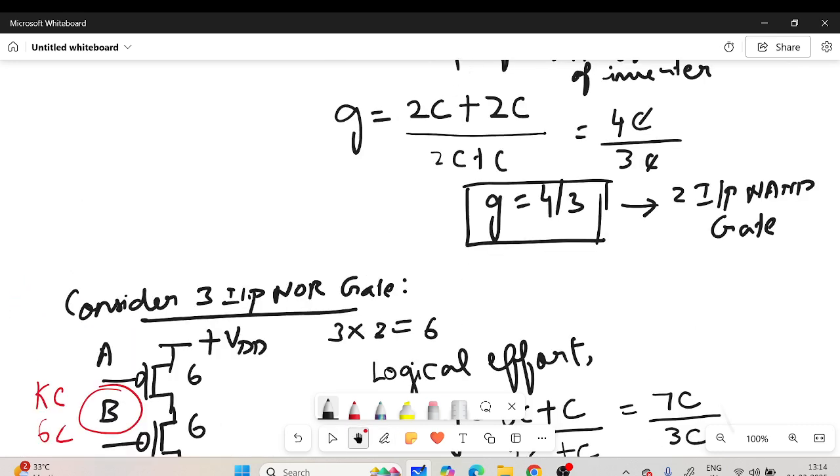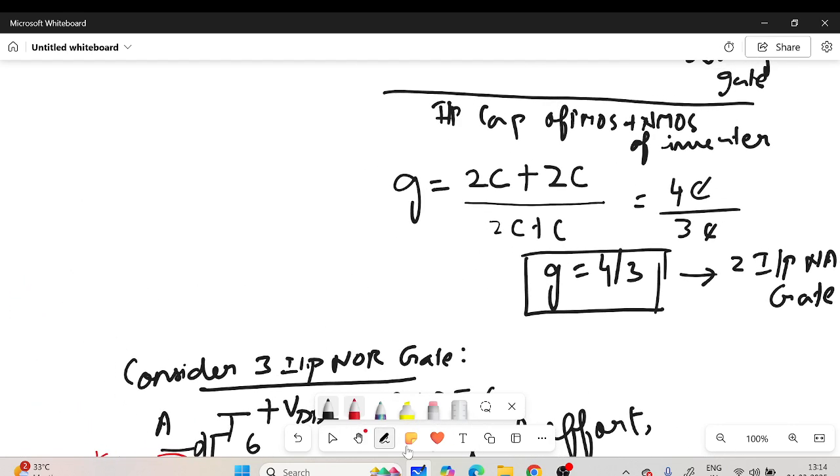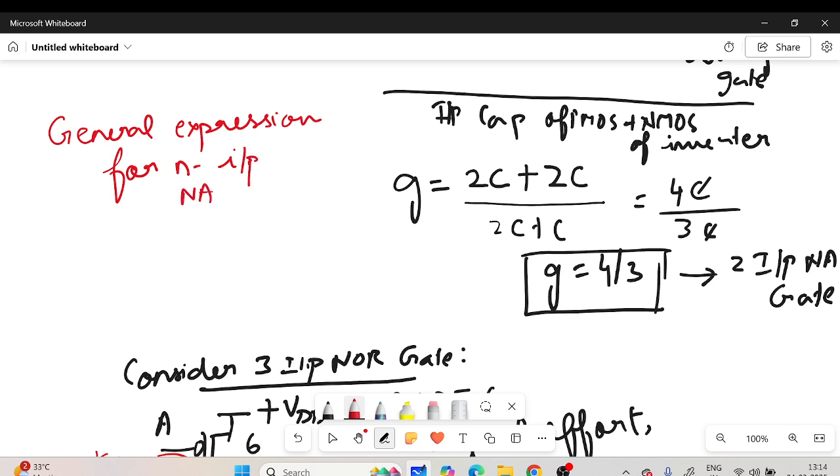Now, how do we construct a general expression? Let me write a general expression for an n-input NAND gate. It can be written as G equal to n plus 2 divided by 3. Now we will cross-check whether it is satisfied.